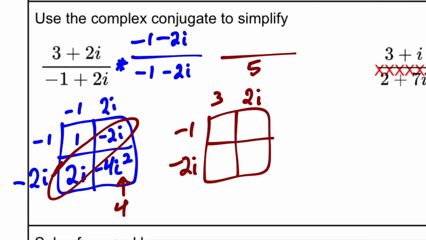Next up, I set up the multiplication for the numerators. 3 times negative 1 is negative 3, negative 2i, negative 6i, negative 4i squared. And I could replace this with a positive 4. So 4 minus 3 is 1, minus 8i. There's my answer. I could split it into 1/5 minus 8/5 i, but I think I'm going to leave it just like that.